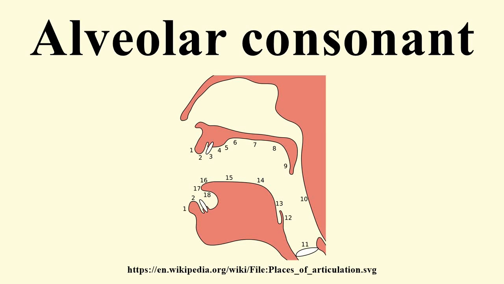Alveolar consonants are articulated with the tongue against or close to the superior alveolar ridge, which is called that because it contains the alveoli of the superior teeth. Alveolar consonants may be articulated with the tip of the tongue, as in English, or with the flat of the tongue just above the tip, as in French and Spanish.